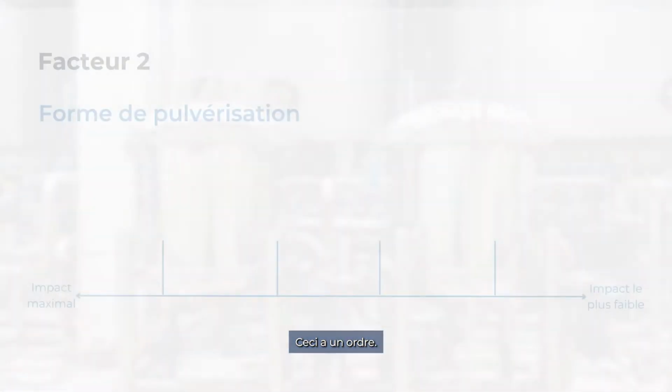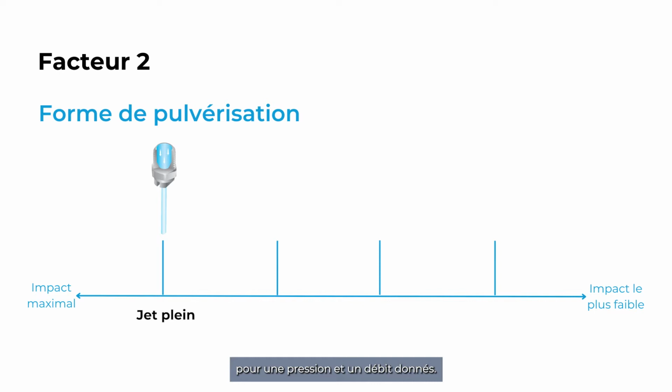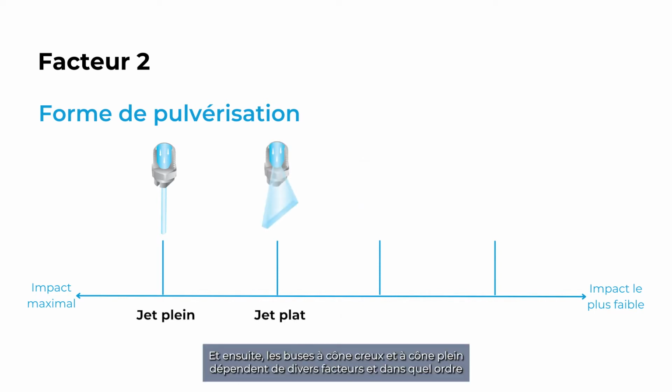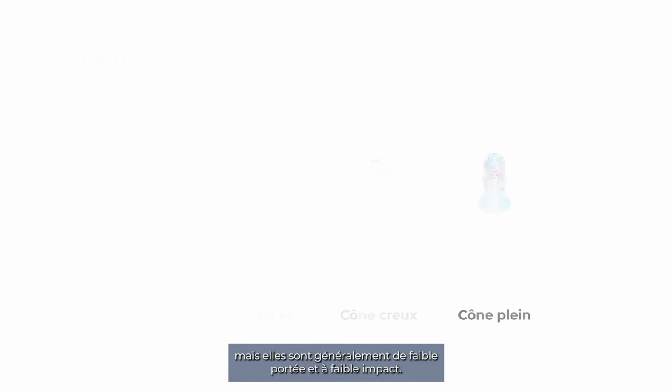The spray pattern type is the next factor. This has an order. So solid stream nozzles will have the highest impact and reach for any given pressure and flow rate, and flat fan nozzles will be next. And then hollow cone and full cone nozzles, it will depend on various factors in which order they come in, but they generally have low reach and low impact.